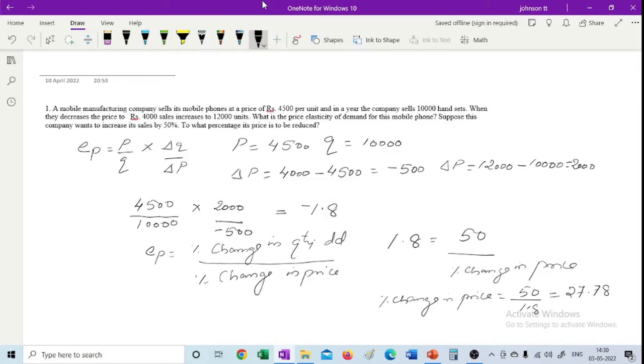So this kind of questions you can expect in the exam. They are very simple. Just we have to put different values in the formula, substitute and solve. They are very simple.